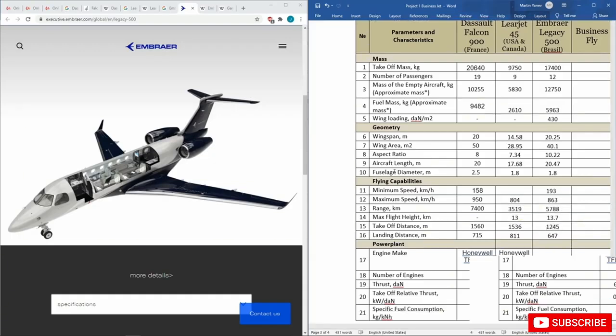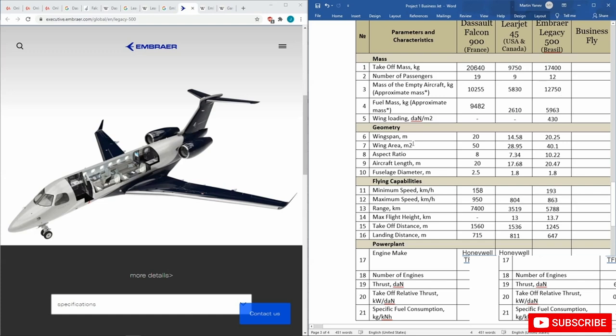Here they also used a Honeywell engine, which was a different type, HTF 7500. They used 2 engines, the thrust was about 6,200 daN, and the takeoff relative thrust was 0.36. I couldn't find the specific fuel consumptions for these engines, so I didn't record them.